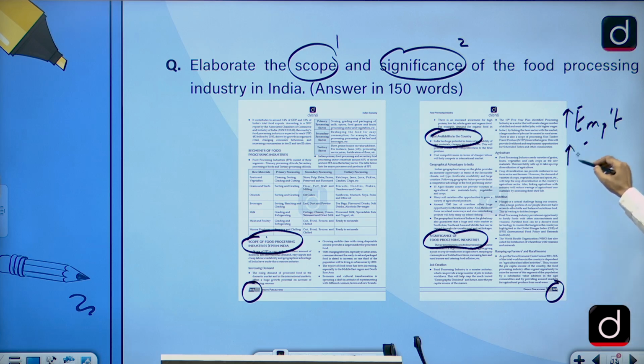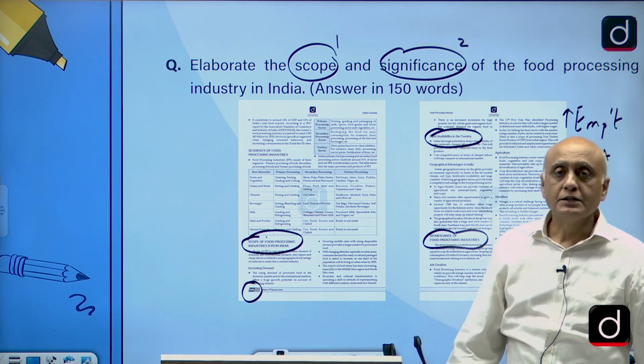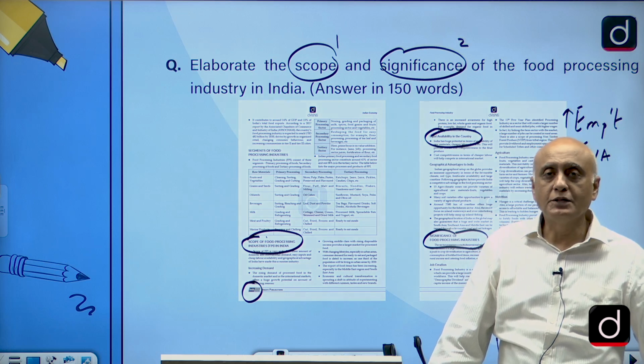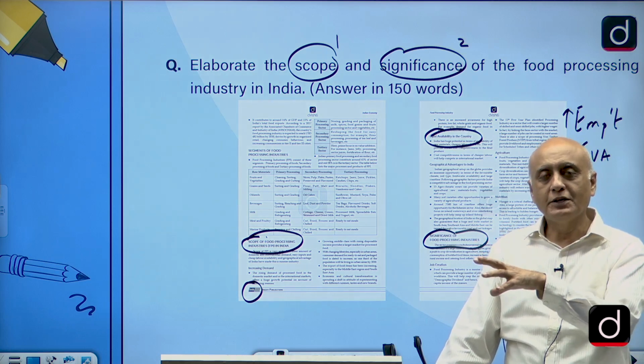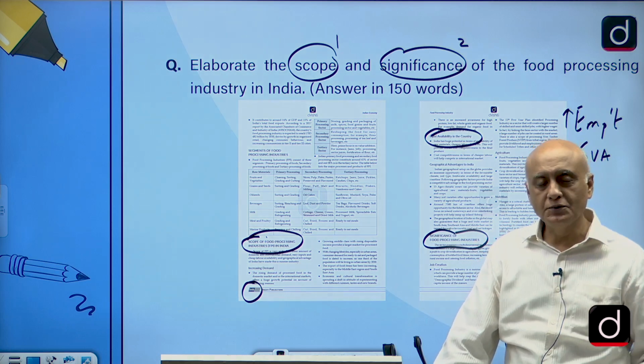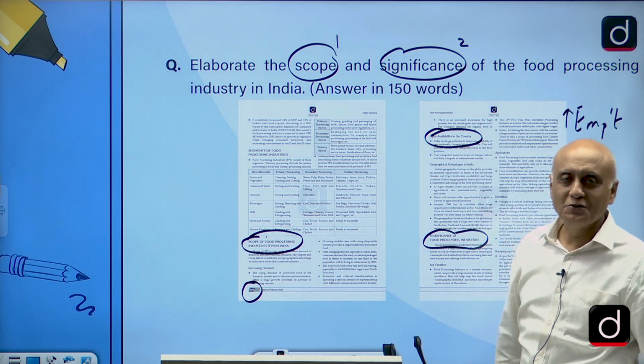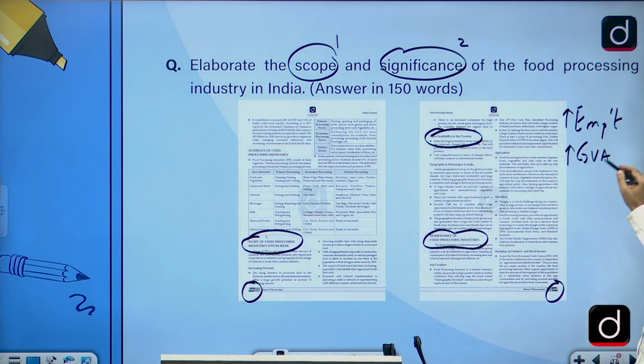Second thing is that the food processing industry can add value to the GVA, that is gross value added. If you sell potatoes for 20 rupees a kilo, then only 20 is added to the GDP of the country. But if you make potato chips, then the price is 300 rupees a kilo. So the value of GVA and ultimately the GDP also go up. So India's national income can grow, India's per capita income can grow if the food processing industry improves the level of product. Is it okay?